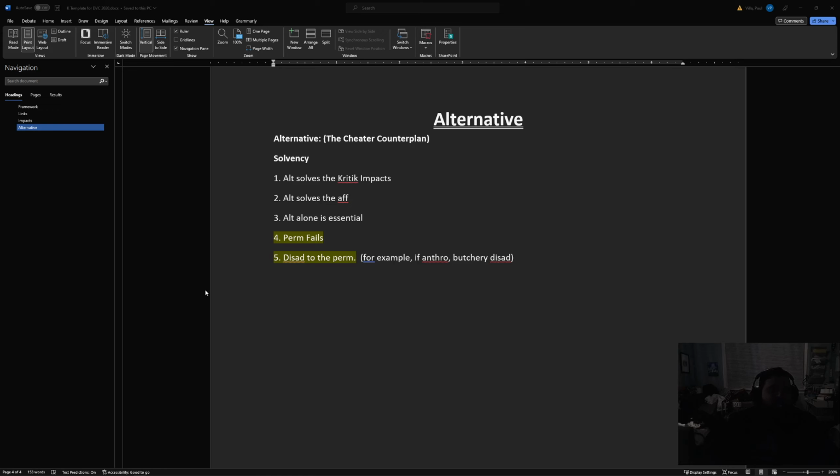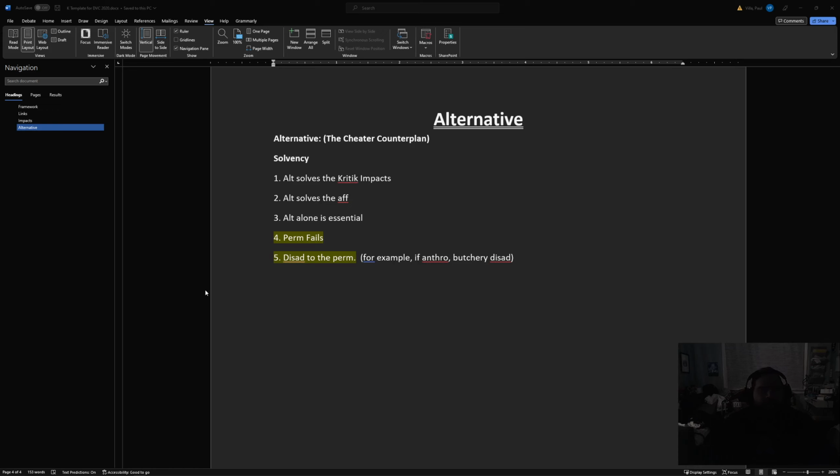So you always want to have the alt solves the K's impacts, the alt solves the affirmative, and the alt alone is essential, right? So first one, we solve our own impacts. That's going to help you get around relink things of that nature. Second, we solve the AF. You almost certainly do not solve the AF, but this is essentially framing the K as a floating pick. Floating pick is this idea that we do something nebulous that is not the AF, but still results in the AF or a resolution of the AF situation.